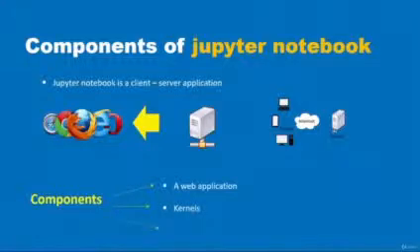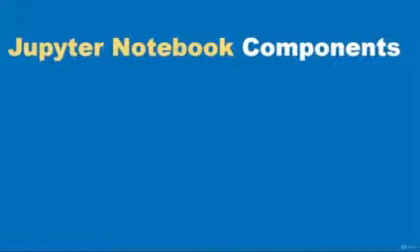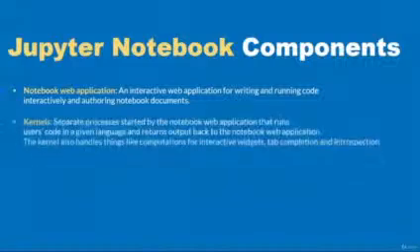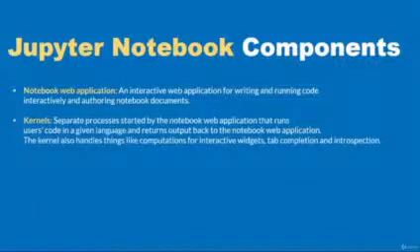The second Jupyter Notebook component is called the kernels. The kernels basically are separate processes started by the Notebook web application, and it usually runs the user's code. And it runs in a given language. The default language is Python, but it can run in other languages. And what it does is return the output from the kernel back to the Notebook web application. And the kernel basically handles things like computations for interactive widgets, tab completion, introspection, and other bits and pieces. So the kernel basically interacts with the Notebook web application.